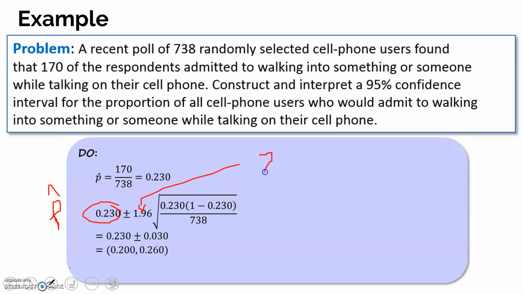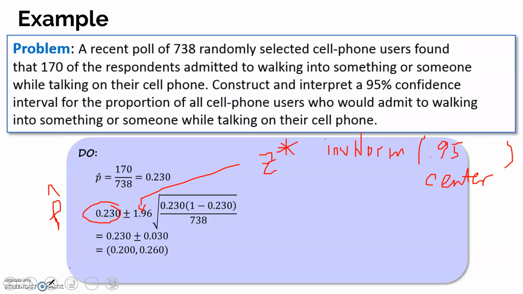Now here we have our z star, which I'll remind you again, we're going to have to either use inverse normal on our calculator, inverse norm, and we would go 0.95 center area. Okay, that'll give us 1.96. Or you can go on Staplin and use the same procedure that we talked about last lesson.